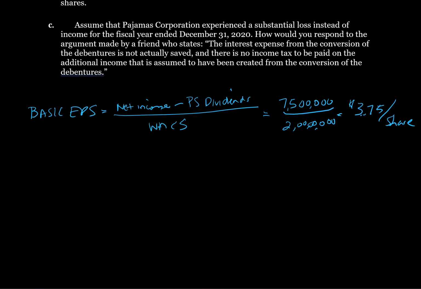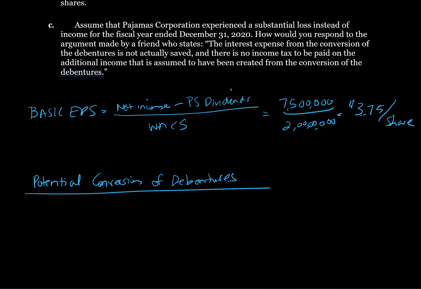So let's say potential conversion of debentures. The carrying value is going to be 4 million times 98, which is going to equal 3.920 million. Okay, so that's the carrying amount.